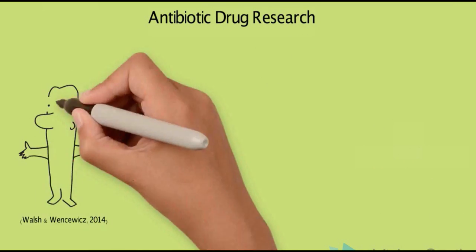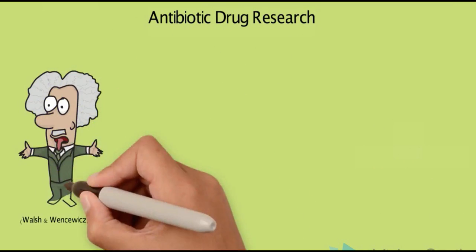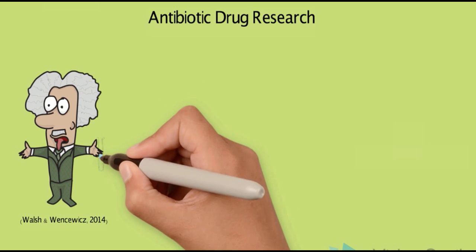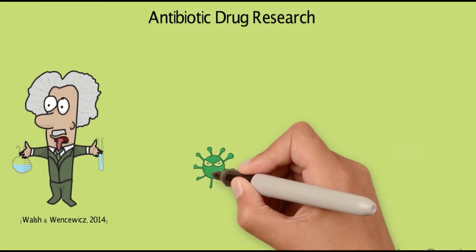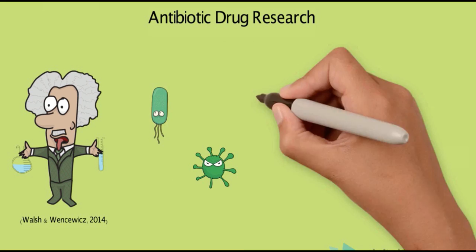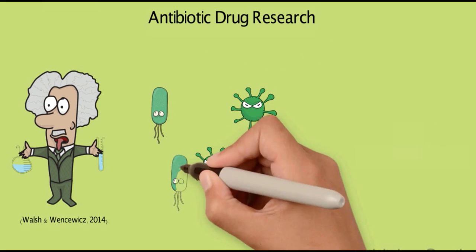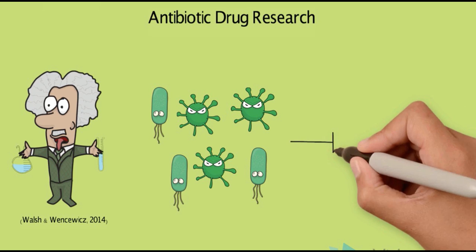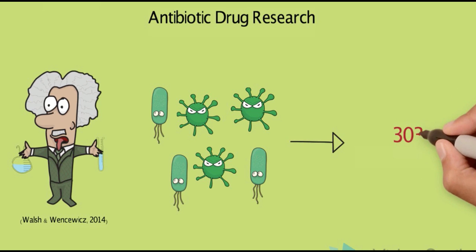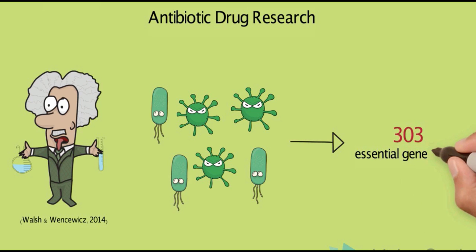In response to antibiotic resistance, modern drug discovery has become increasingly target-centered, meaning that researchers are trying to synthesize molecules that will target specific components or processes of bacteria to eradicate a particular disease. Such targets include cell walls, proteins, DNA replication, and RNA synthesis. In fact, there are currently 303 essential bacterial gene targets for which antibiotics are being developed.